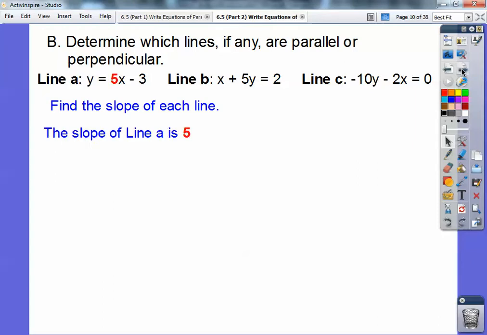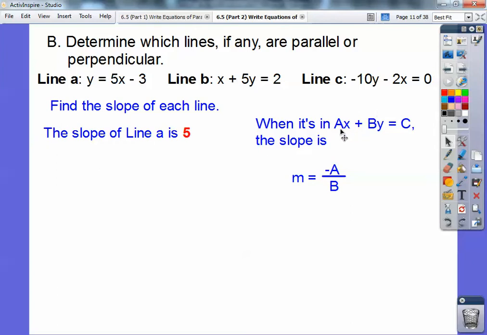So the slope of line A is that 5. When it's in y equals mx plus b form, the number in front of the x is your slope. So the slope is 5. Remember from the last lesson, when it's in the form ax plus by equals c, then the slope is always opposite the number in front of x over the number in front of y. A lot of people want to say negative, but sometimes a is negative, so I just like to say opposite a over b.